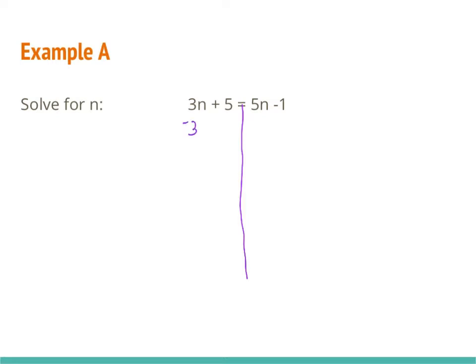So I'm going to subtract 3n from one side and subtract 3n from the other side. When I do that, they're going to cancel, bring down my 5. 5n minus 3n is 2n, just like if I were combining like terms, and then bring down my negative 1. Now I've left myself with an easy peasy two-step equation. So I've got to get rid of my constant, which is negative 1. So the opposite is positive 1. So I'm going to add 1 to both sides of my equation.